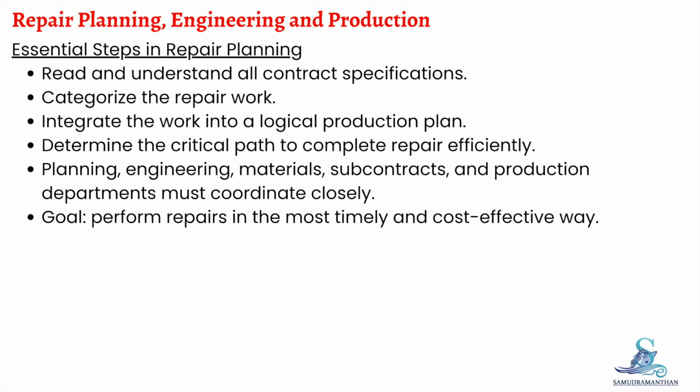Repair planning, engineering and production. Ship repair begins with very careful repair planning, engineering and production coordination. The first step is to read and understand all contract specifications. Once the requirements are clear, the repair team must categorize the work, integrate the work into a logical production plan, and determine the critical path. Departments such as planning, engineering, materials, subcontracts, and repair production must work closely together to ensure the repair is completed in the most efficient way.